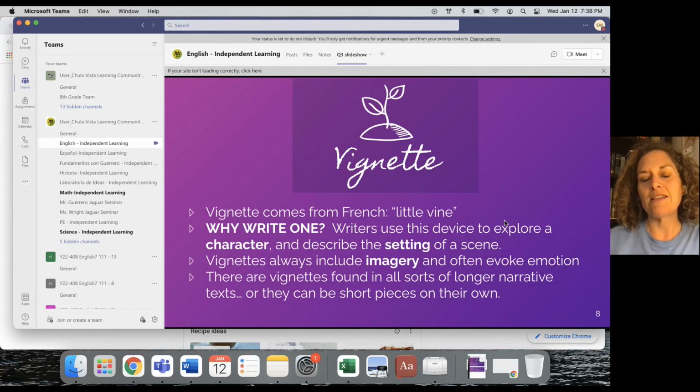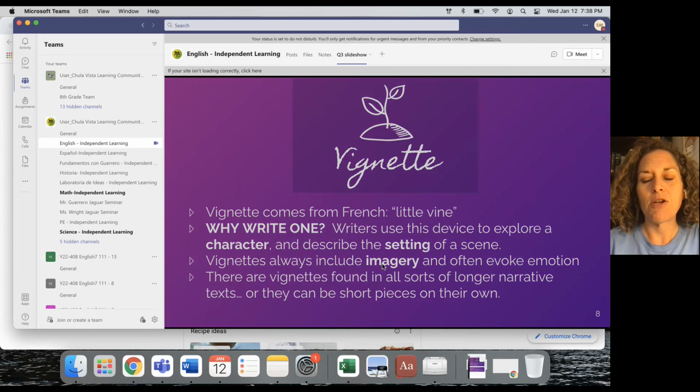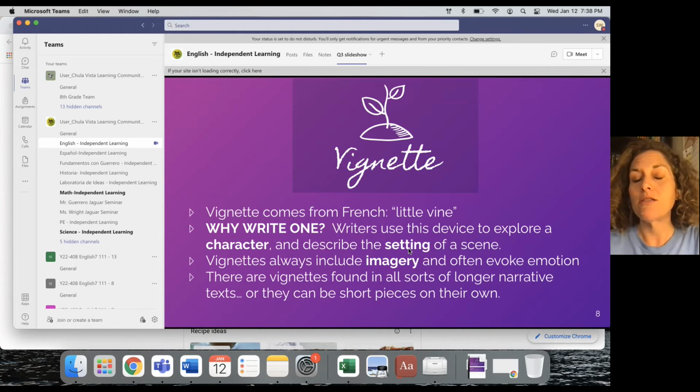All right, this is the last slide of notes. Again, it comes from French for little vine. So why write one? Why would writers use this vignette? Writers use this device to explore a character and describe the setting of a scene. Some of these things are linked, not these, but so character and setting, not plot. Okay, it's not about plot. It doesn't have to be action-packed.